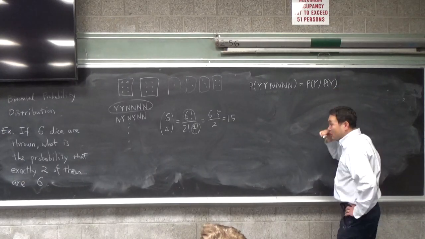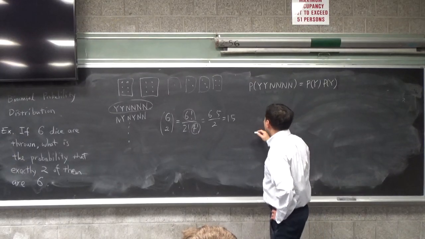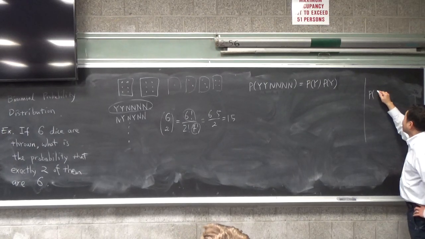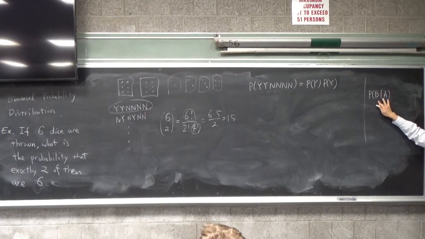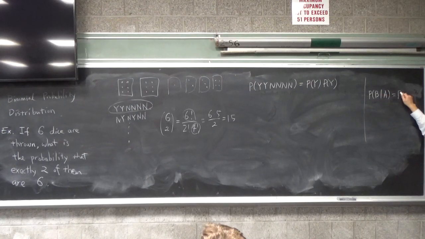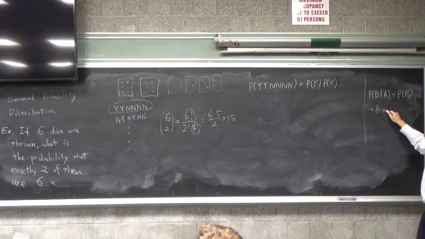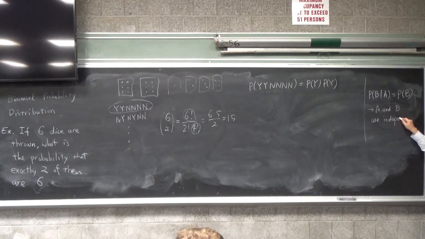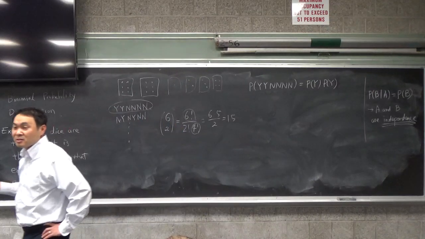So there's a very important idea here that often happens to be the case. If you see that an event A happening doesn't change the probability of B, in other words, the probability of B given A is the same as the probability of B, then we say A and B are independent. They don't influence each other. Knowing that one happened doesn't change the probability of the other.